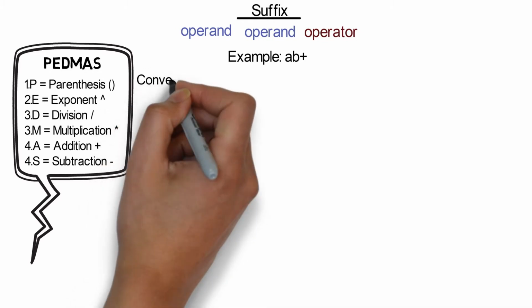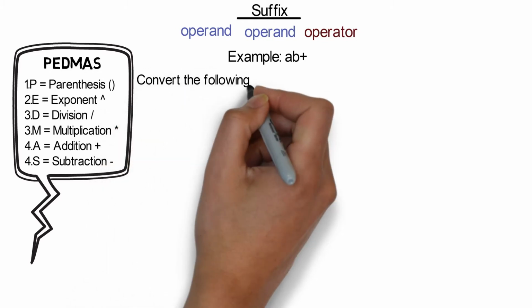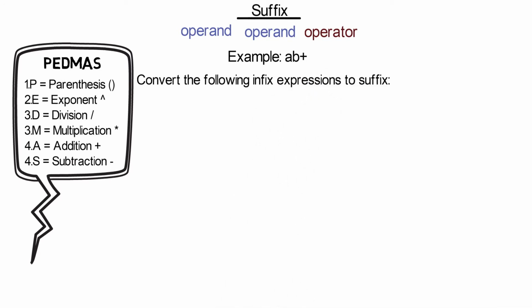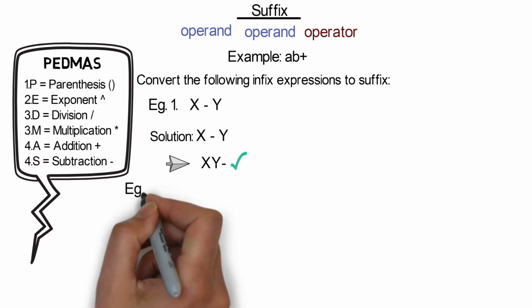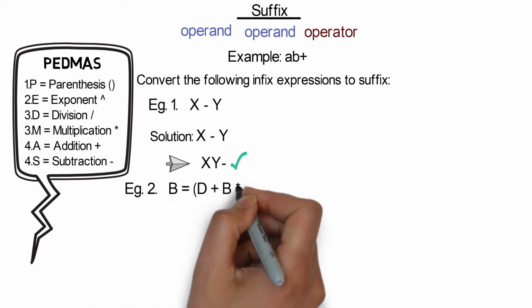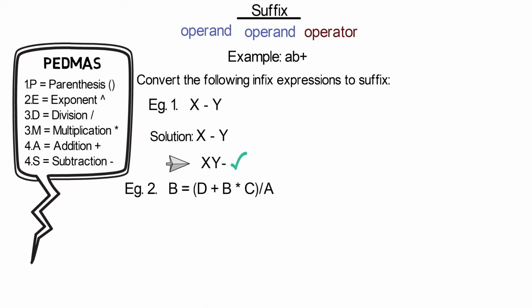Now let's take an example. Convert the following infix expressions to suffix. Example 1, x minus y. X minus y, the suffix form will be xy minus. Pretty simple, right? Example 2, b equals d plus b times c, all into bracket divided by a.